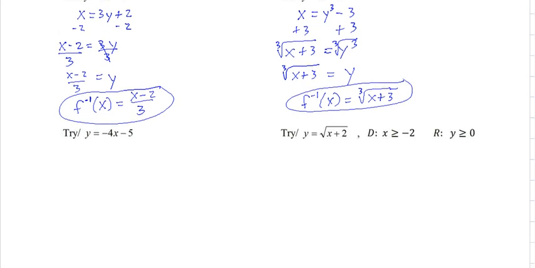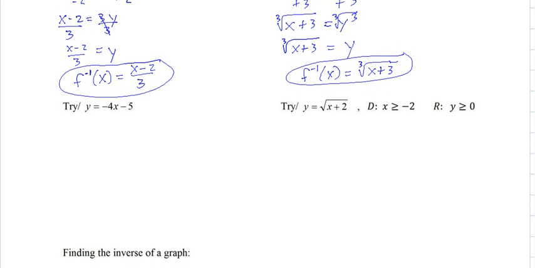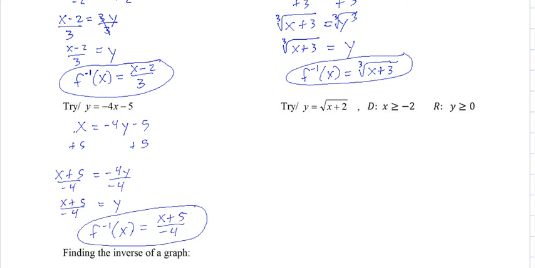Try this one. Hit pause, give it a shot. And there's our inverse. You could have also distributed the negative and even separated it and had negative 1/4 x minus 5/4. That would also work as well. All right, I was going to have you try this one, but this one's kind of special. So we're going to do it together.